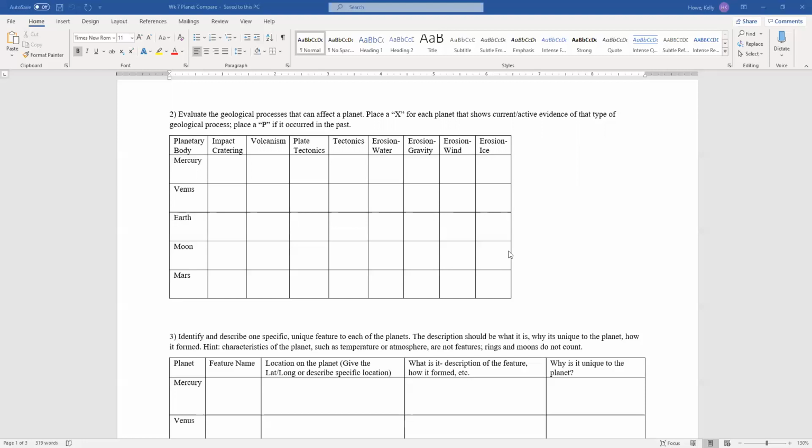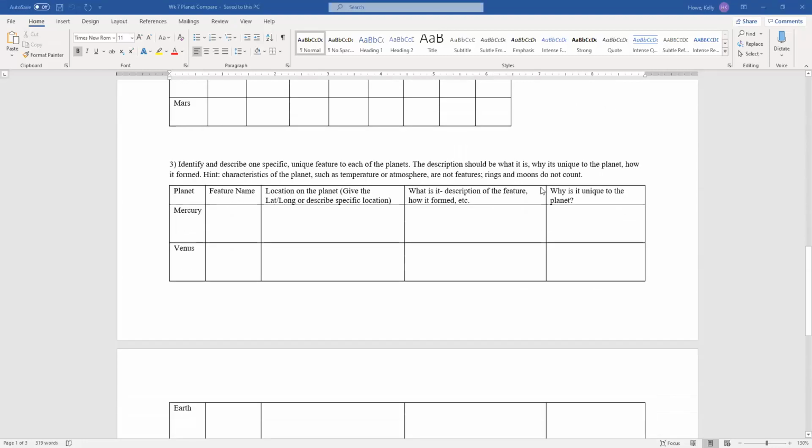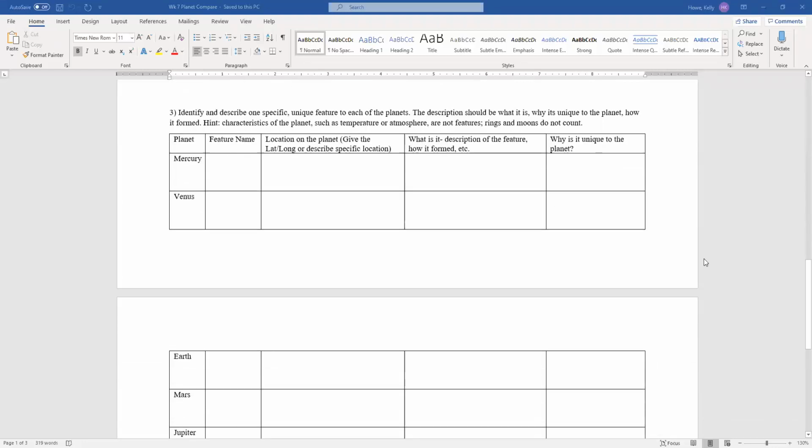And be careful with things like wind erosion. If there's no atmosphere, there can't be wind, so please keep that in mind. The wind, the gravity, and the ice are probably where people lose the most points, so take care on those. The next section is probably the most complicated, and it's the one you should spend the most time on.